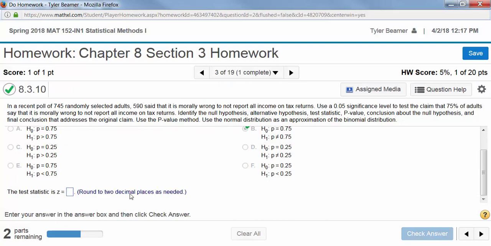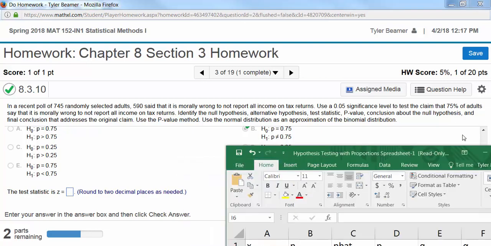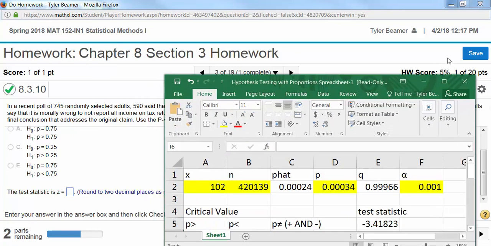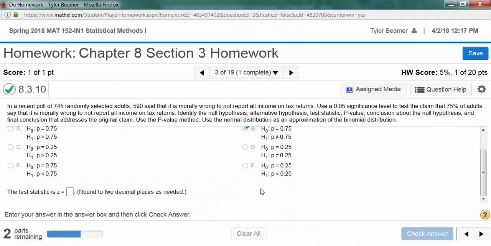Alright, test statistic. This is where the Excel template is going to come in handy. If you open up the template, I have highlighted the cells in yellow in which you should be putting information from the problem. The first cell is A2, which is X. That is the number of people in our sample who said that it is morally wrong not to report all income. In this case, X would be 590.